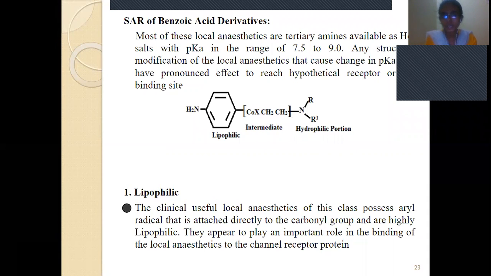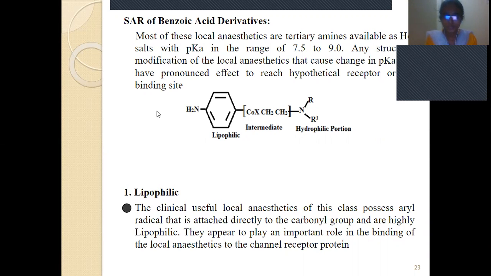Most of the local anesthetics are tertiary amines, available in the form of a salt. So its pKa range is from 7.5 to 9. Any structural modification of the local anesthetic may cause changes in the pKa value. If the drug's structure has been modified, the pKa value will change, and also the pronounced effect to reach the hypothetical receptor or the binding site.